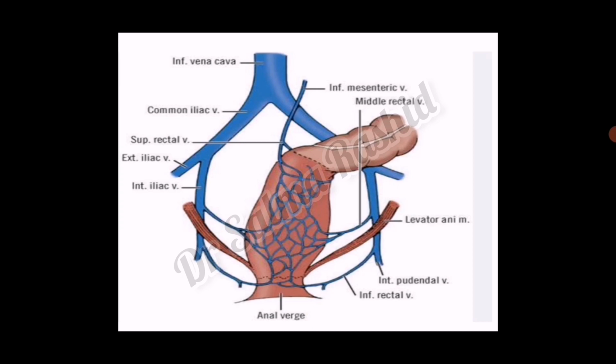This is the diagram. Here you can see the region above the pectinate line is drained by the superior rectal vein, which is drained ultimately into the inferior mesenteric vein, and below the pectinate line is drained by the middle rectal and inferior rectal veins, which drain into the internal pudendal vein and then into the internal iliac vein.